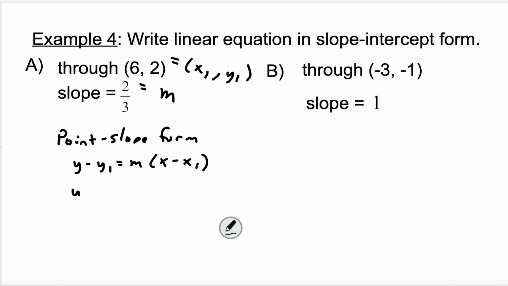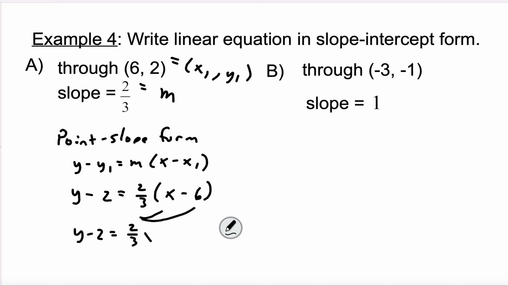We can say y minus the y1, which is 2, equals m, that's your slope, which is 2/3, times x minus x1. And what's my x1 up there? It's 6. So we're supposed to write this in slope-intercept form in the end, and right now it's in point-slope form. So we're going to have to use our distributive property and distribute our 2/3 through. So you get y minus 2 equals 2/3 x minus, putting that over 1, 2 times 6 there is -12, divided by 3 times 1, so -12 divided by 3 there is -4.